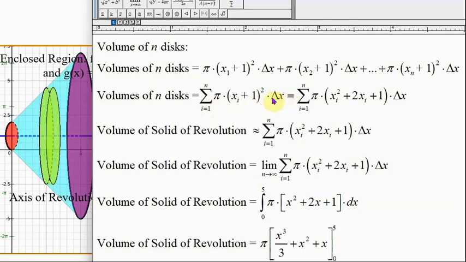Once again, delta x is the thickness of the ith slice, and the radius of the ith slice is x sub i plus 1. And then simplifying x sub i plus 1 squared, we get x sub i squared plus 2 x sub i plus 1. And so this is the volumes of n slices. The volume of this outer solid of revolution is approximately this sum right here.